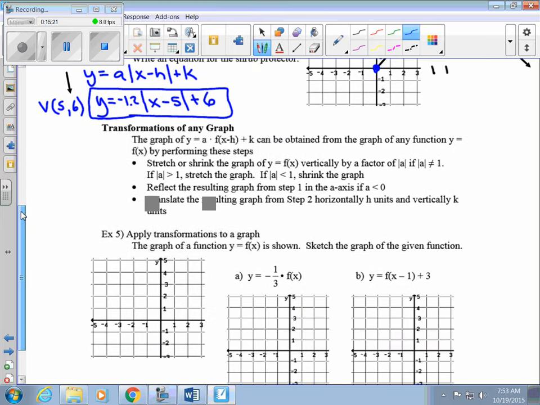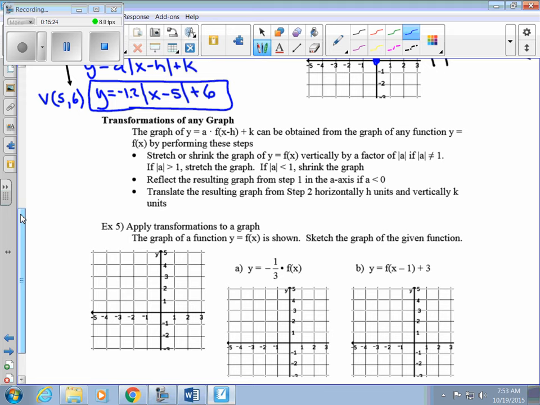Now if we look down here, we're going to talk about the transformation of any graph. Okay, of y equals a times f of x minus h plus k can be obtained from the graph of any function, y equals f of x, by performing the same steps. Again, it's going to be a vertical stretch or shrink depending on the factor of a. If a is bigger than 1, it's a stretch. If a is a fraction smaller than 1, it's going to be a shrink. If a is negative, it's a reflection. And then also translating it from left to right, horizontally is h, up and down vertically is going to be k.